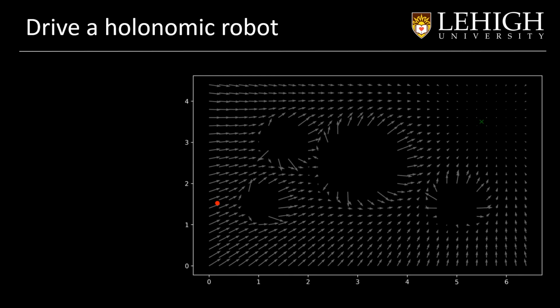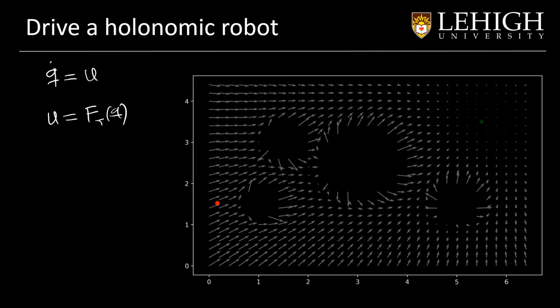Let's drive a holonomic robot through that vector field, and the solution is quite simple. For our holonomic robot, we know that we can control the velocities in x and y, and that will be our control input. And if we make the control input equal to the force, the total force of the potential field, we will get a robot that moves towards the goal.